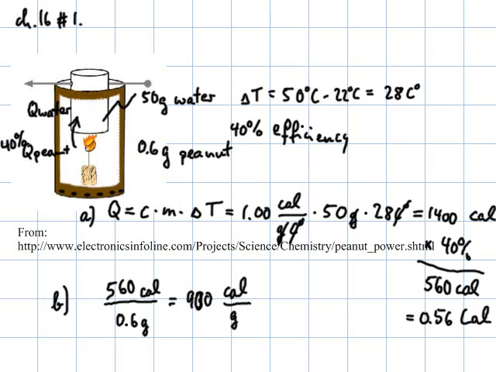That's for capital C. B. What is the food value in calories per gram, in food calories, capital C again, per gram.